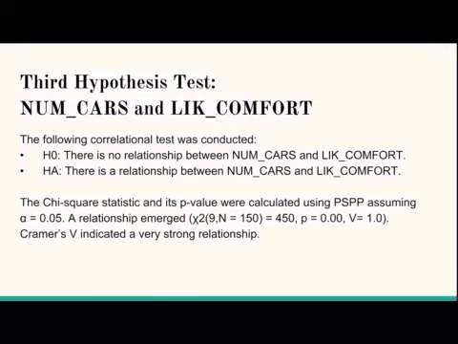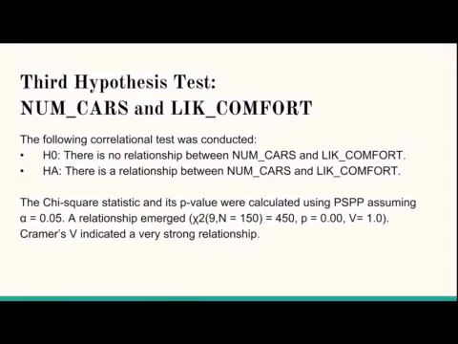Our third hypothesis test was between the number of cars and the like comfort. The following correlational test was conducted. Our null hypothesis tests that there is no relationship between number of cars and like comfort. Our alternative hypothesis states that there is a relationship between the number of cars and like comfort. The chi-square statistic and its p-value were calculated using PSPP, assuming an alpha of 0.05. A relationship emerged showing the chi-value as a 9 with the number of participants, 150, which equals a value of 450. The p-value is 0.00.